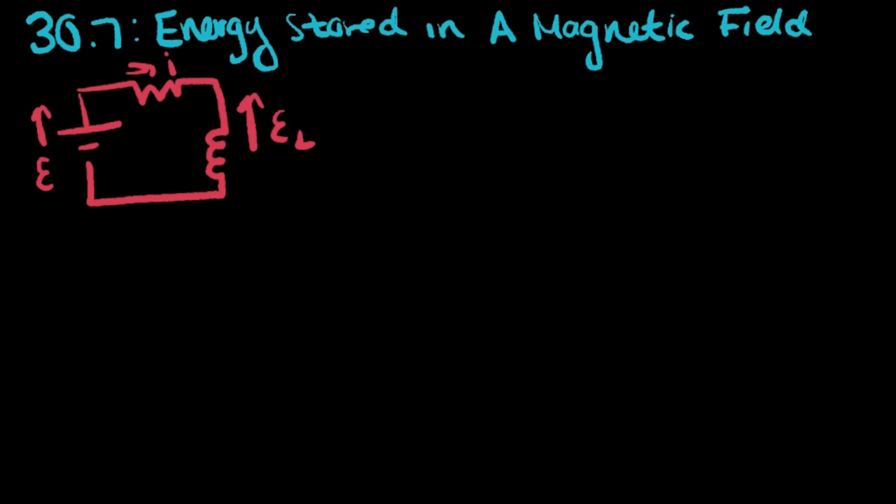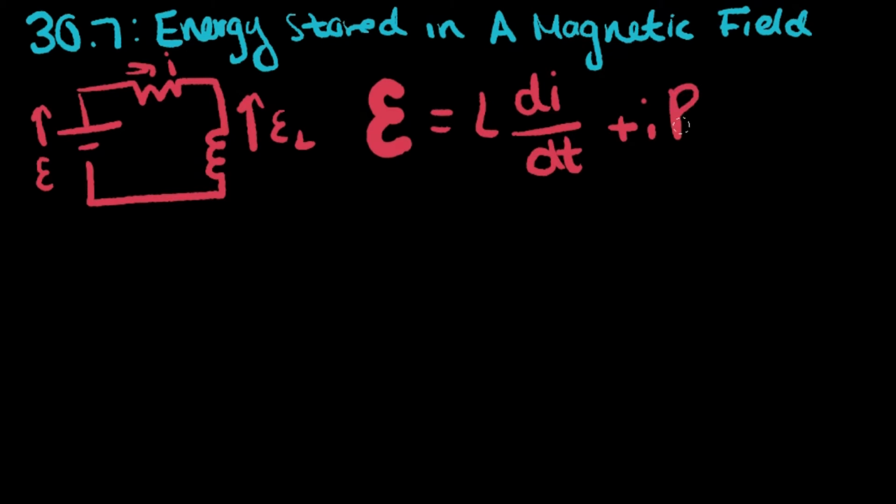So now we're going to talk about energy stored in a magnetic field. We can use the loop rule that we were using previously based on this RL circuit, which I'll rewrite here. So we had the EMF equals L di/dt plus IR. And essentially this equation is a differential equation that describes the growth of the current, which we can see with the di/dt.